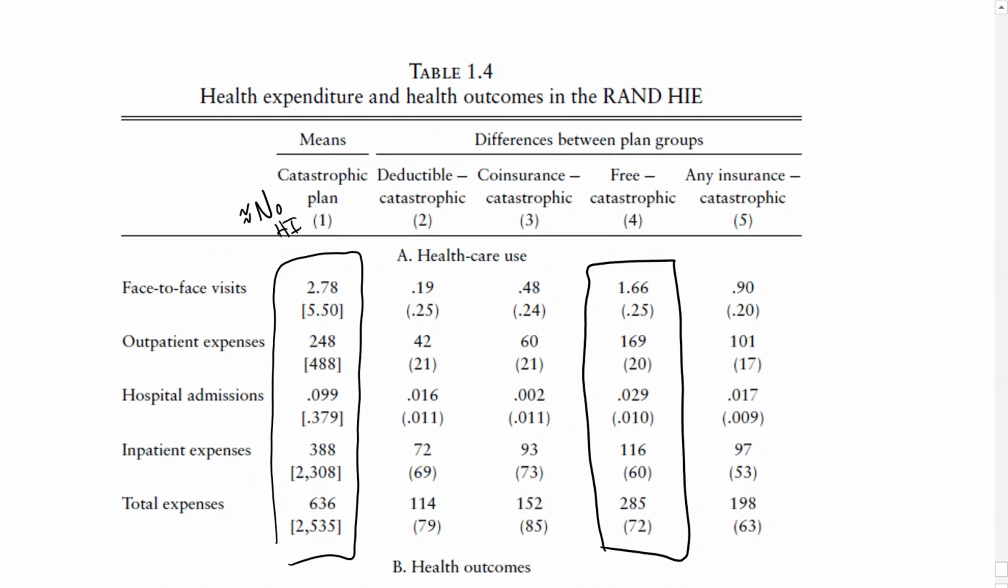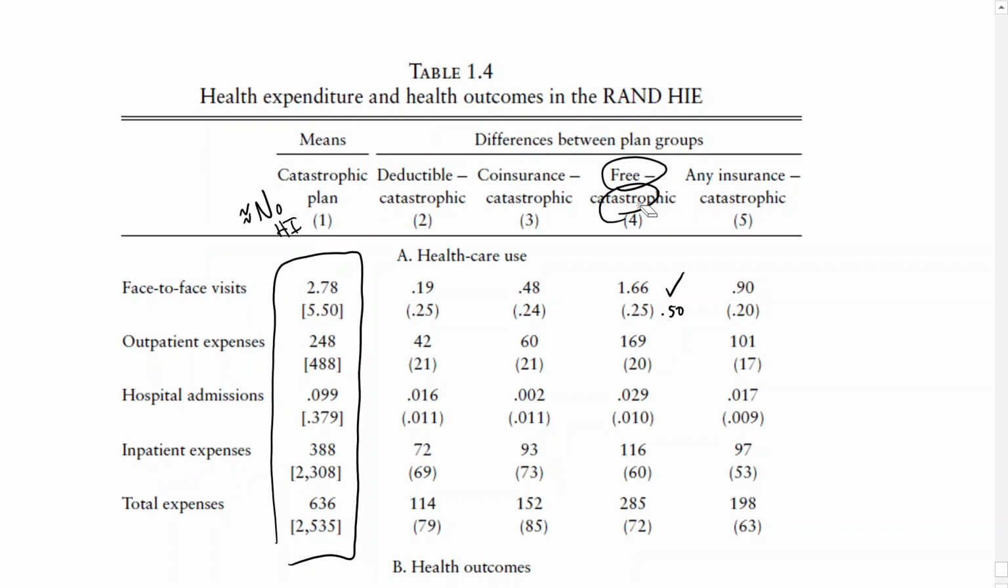Again, we use our standard error rule of thumb. So here's, for example, the difference. If that's larger than 2 times the standard error, that difference is said to be statistically significant. So 2 times the standard error here is 0.5. So 1.66 is more than 2 times the standard error. So this difference is statistically significant. That means the people who had free insurance compared to the people who had catastrophic insurance, they had more face-to-face visits to the doctor.